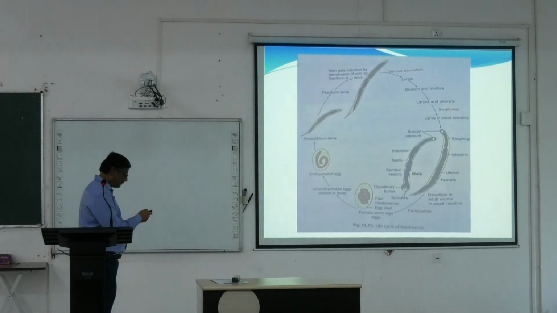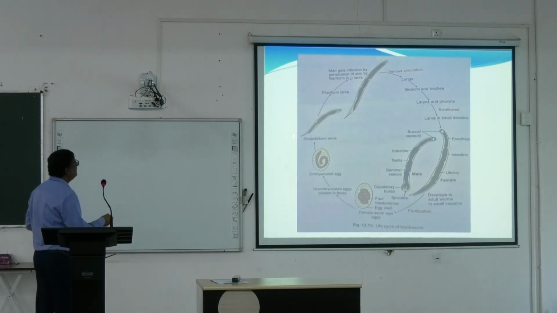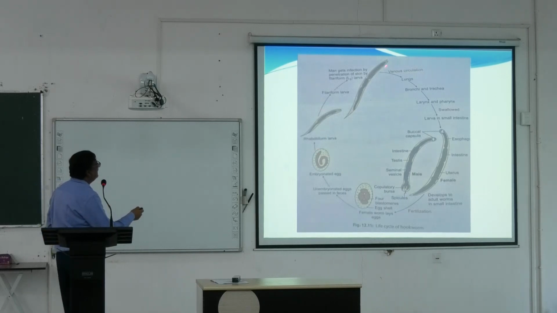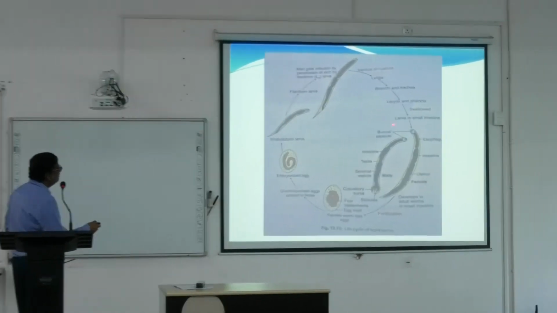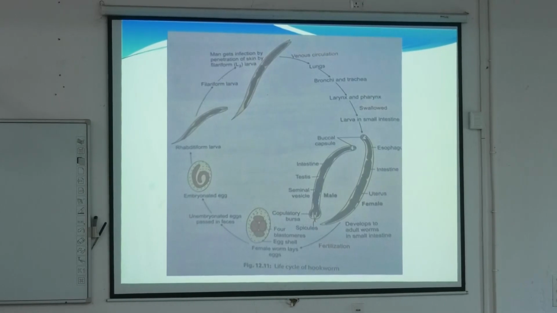This is the cycle. You can see the egg, this particular egg, unembryonated egg to embryonated egg, with molting in the soil phase. Then the rhabditiform larva is formed, and the filariform larva. In the esophagus, this is larva 3, and then it goes to the venous circulation, and finally to the intestine, where the 4th molting takes place, and then there is the mature form.